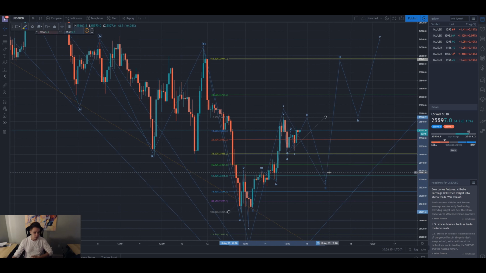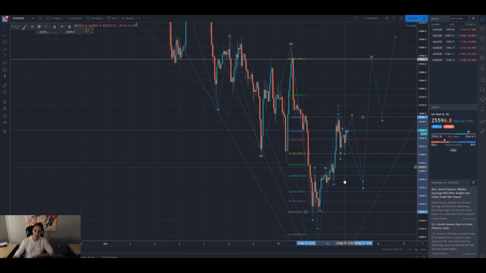No, I have not even taken partials out of this trade yet, because this is hopefully a primary 2.